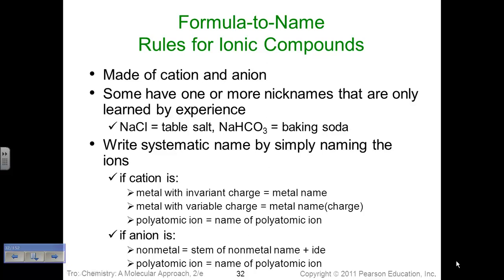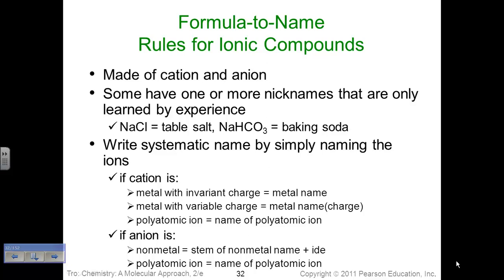Since the positive ion is written first, it gets named first. If the cation is, first bullet says, a metal with invariant charge, simply name the metal. Okay, now let me interpret that. If the metal is a metal that we absolutely know the charge of by where it lives on the periodic table, it does not need a Roman numeral in its name.